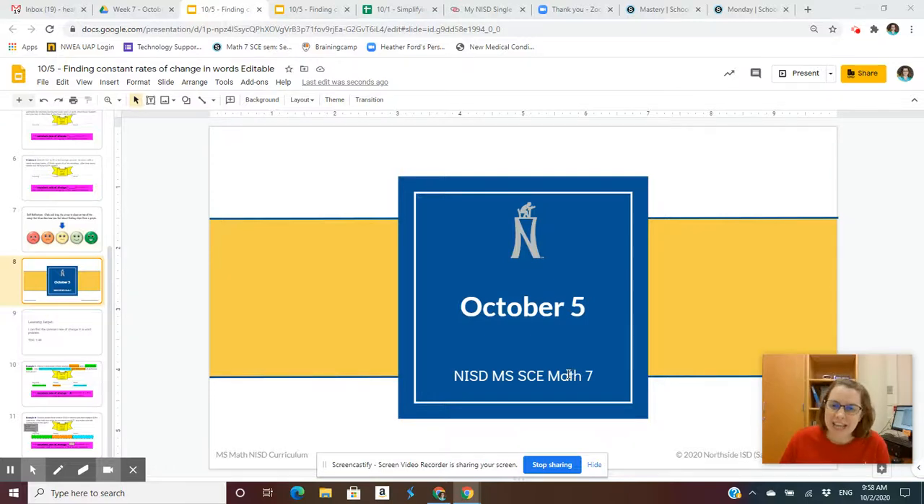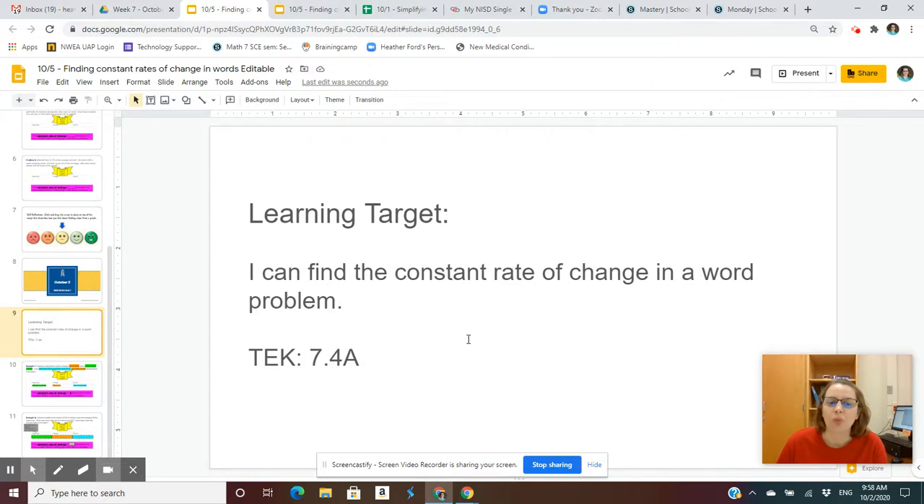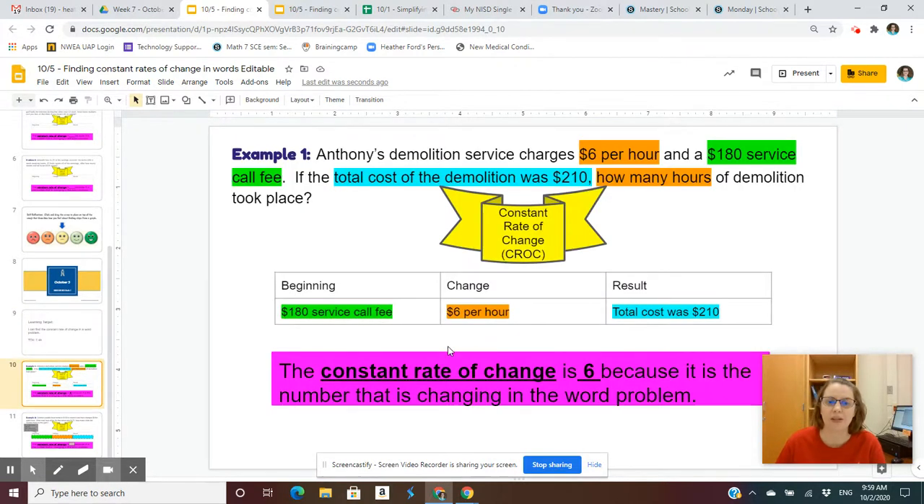Hi everybody, today's lesson we are going to be finding the constant rate of change in a word problem. Okay, so the constant rate of change is typically what is changing in the word problem. So when you read it, let's take a look at an example.